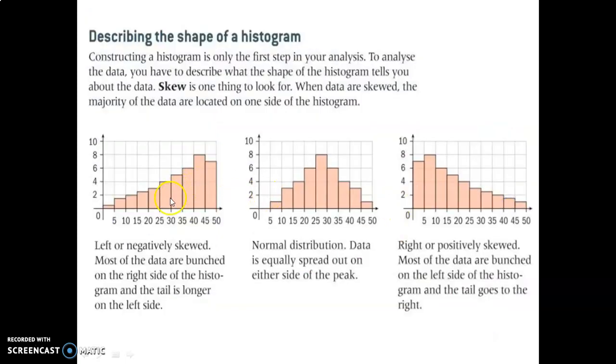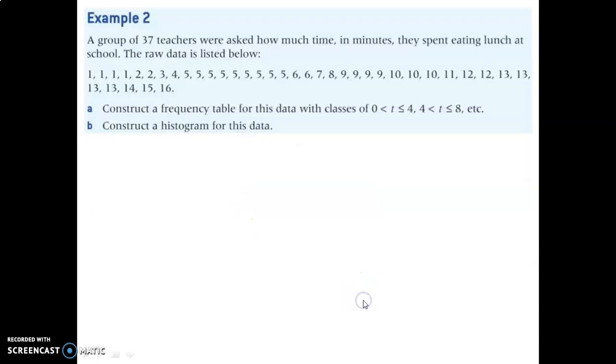But before the example, let's talk about skew. When you have histograms, you can have skew. This one is negatively or left skewed, because there's like a tail in that direction. This one is positively or right skewed. And this is called a normal distribution. You can pause if you want to read this a little more. Okay, last example here then.